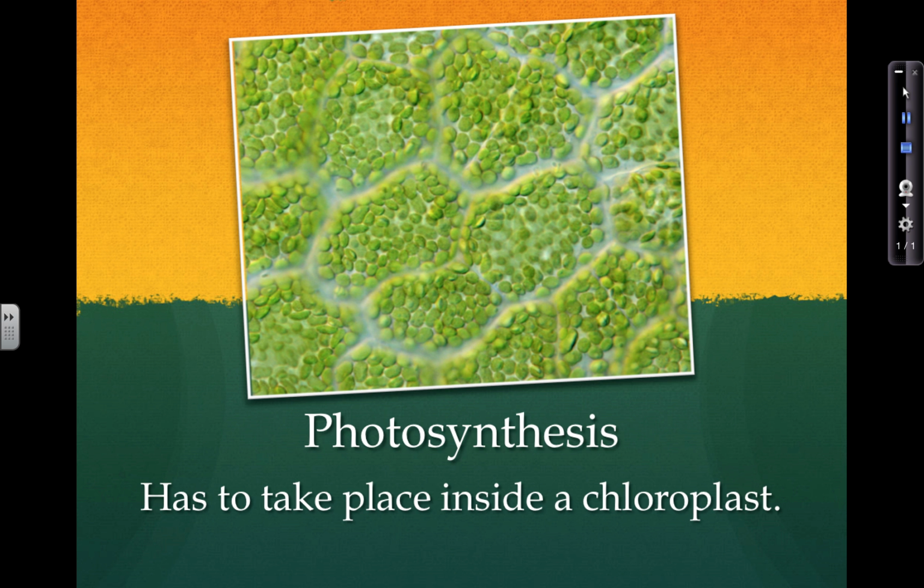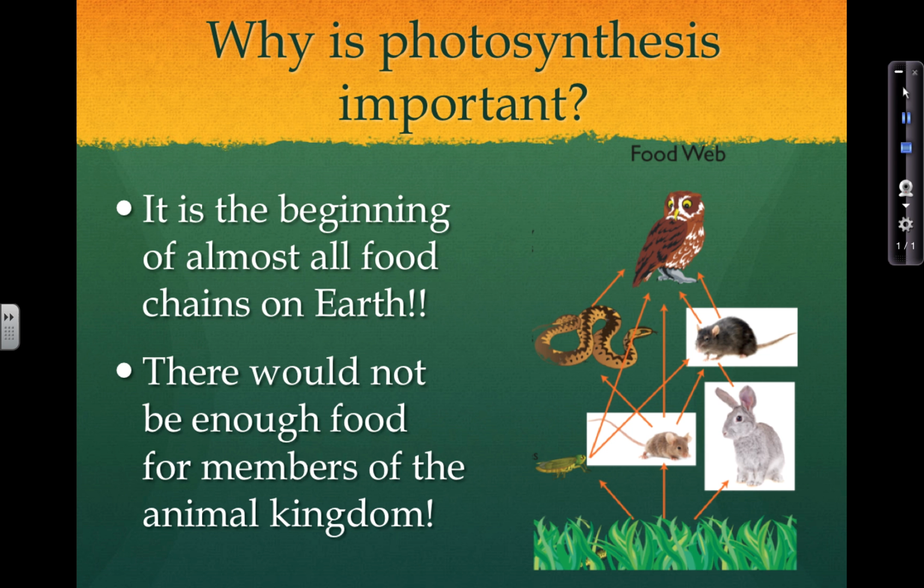So you already know this. Photosynthesis in plants has to take place inside a chloroplast. And it's important because it's the beginning of almost all food chains on Earth. Not every single one. There are some organisms that use chemicals, and that's how they get their energy. But for most food chains, it begins with photosynthesis. If we didn't have photosynthesis, there wouldn't be enough food for the rest of the members of the animal kingdom to eat.